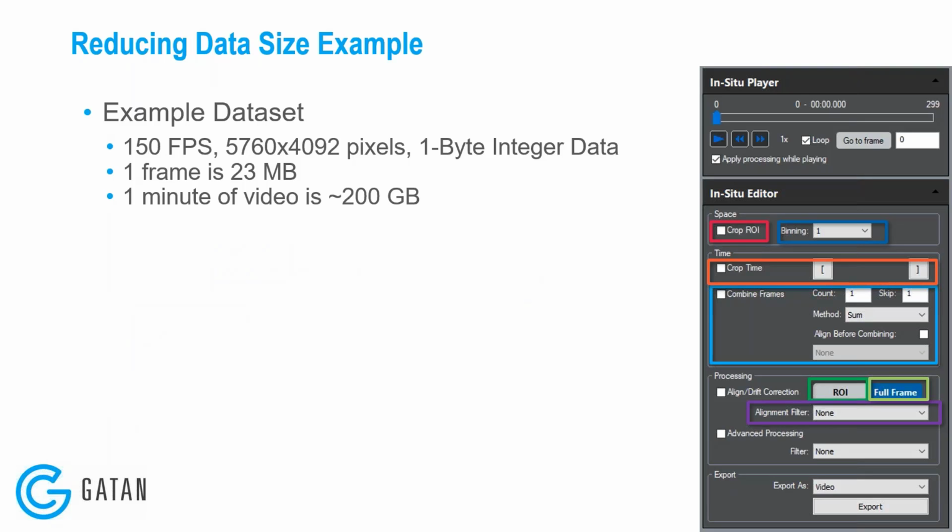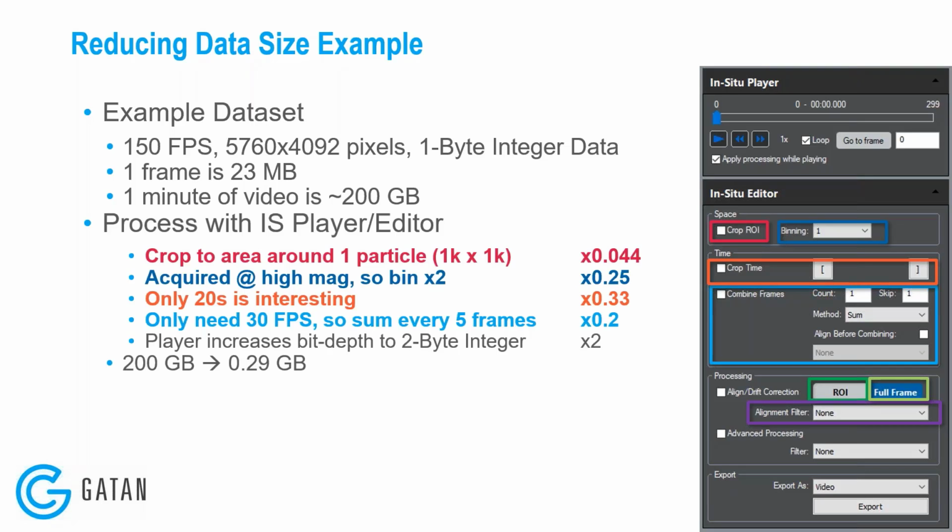So I want to show an example here, just an illustrative example of how much we can reduce the data size on one of these data sets. So let's say we have one of these data sets from the K3 IS that's 200 gigabytes of data, and I want to process that with the IS player. I could crop to a small area around one particle, so maybe only 1K by 1K, and that actually saves me a huge amount of data that reduces the data size considerably.